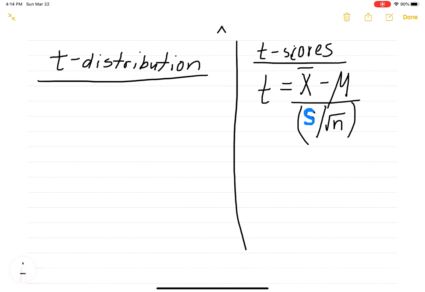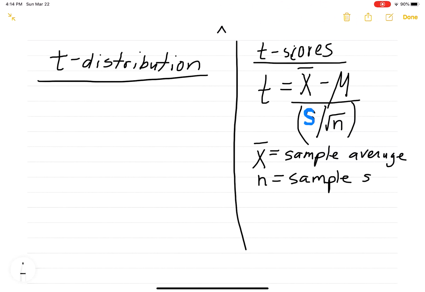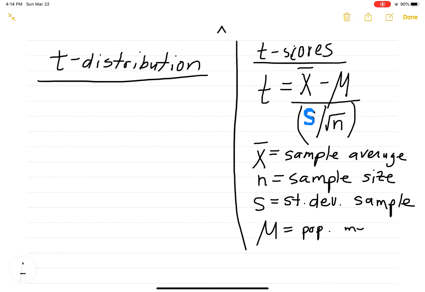So I'm writing here, x bar is the sample average, or the average of the sample. N is the sample size, how big of a sample we draw, in other words. S is going to be the standard deviation of the sample. So sample standard deviation, you might call it. And mu is going to be the population mean, the mean of the population.